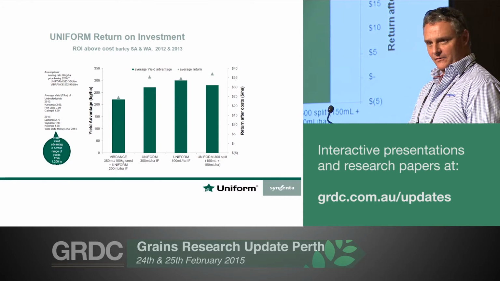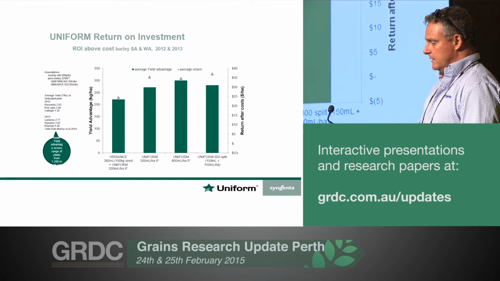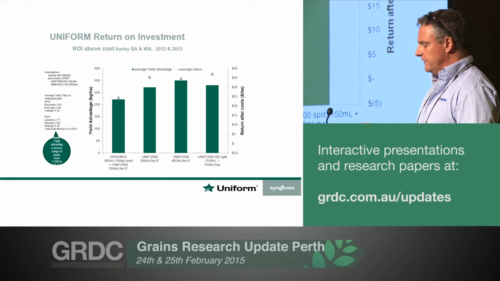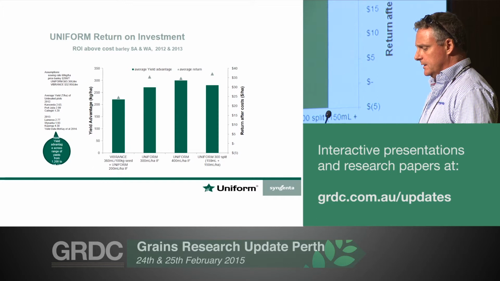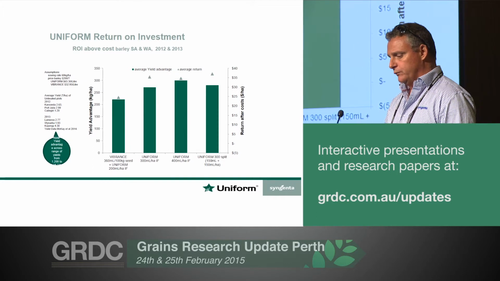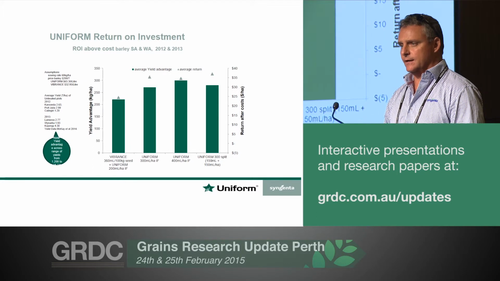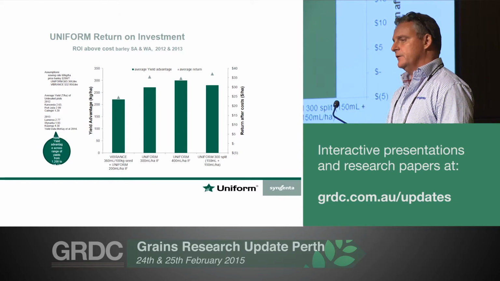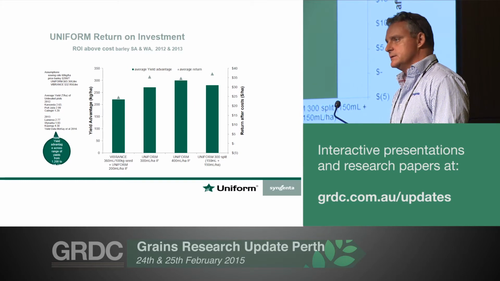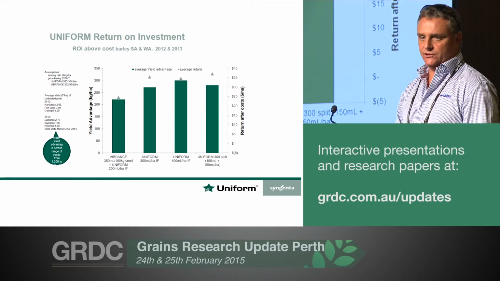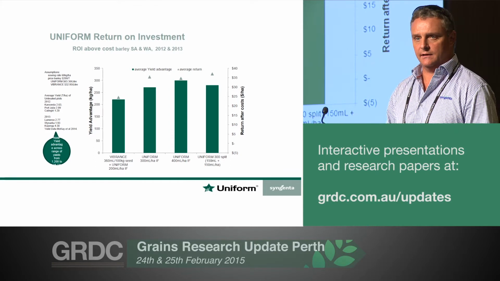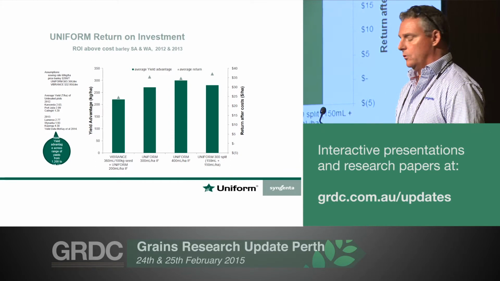Of interest here to pick up is that these trials and these results come from a variety of yields, from 1.2 to 4.2 tonnes per hectare, showing that you get significant return on investment above cost of treatment from all ranges of yield potential. It's not pigeonholing into the high yield areas. It is valuable and viable across all yield types.